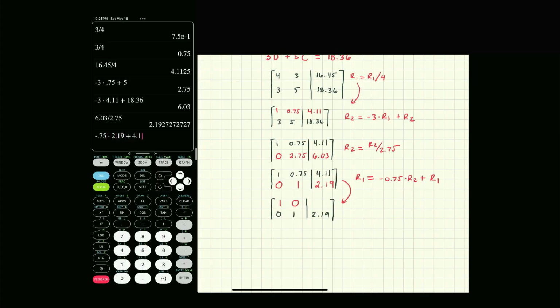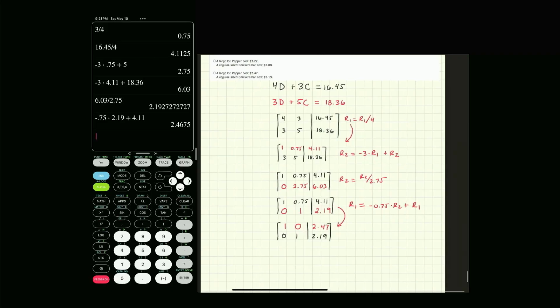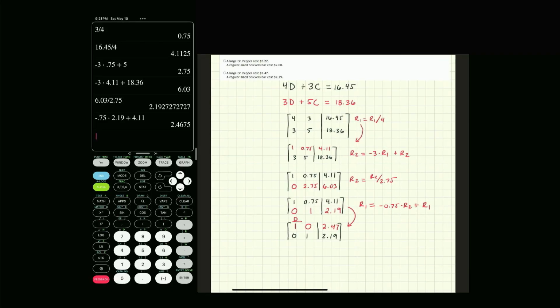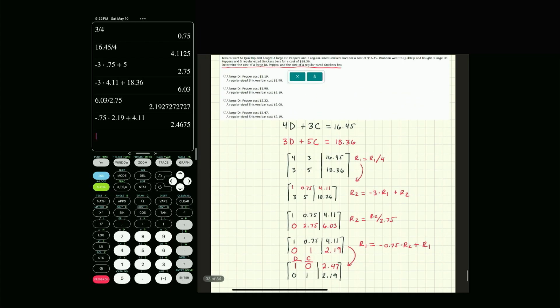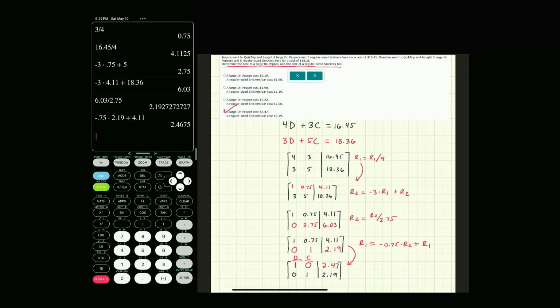So I just typed it all in there. It's 2.47 if we round. So, what did we learn here? We've got Dr. Pepper is 2.47, and our Snickers bar, or our candy bars, are 2.19. It looks like that's answer choice D.